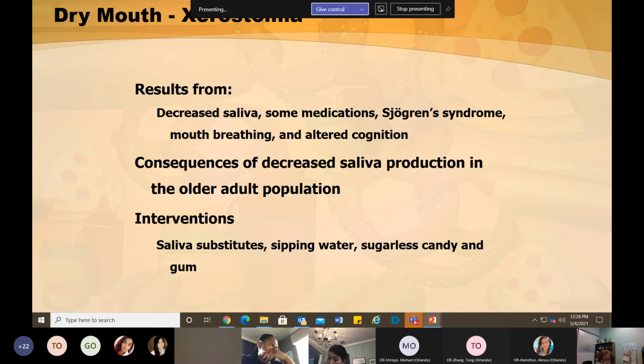So there's decreased saliva production in the older adult. So we could have saliva substitutes. They actually can make those, and they come in little tubes that they just put in their mouth, and it helps to keep their mouth wet. A little bit of water, sugarless candy, and a little bit of gum also can help with that dry mouth.